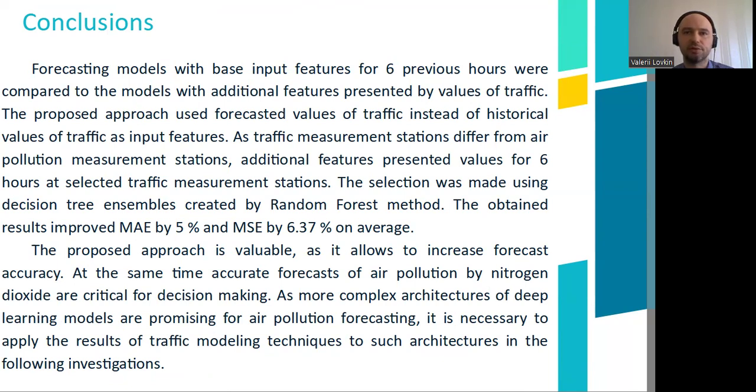The idea is to apply results of traffic modeling techniques as inputs to forecast level of air pollution by nitrogen dioxide. These additional inputs are forecasted values instead of historic values used in the known studies. The proposed approach is valuable as it allows to increase forecast accuracy. At the same time, accurate forecasts of air pollution by nitrogen dioxide are critical for decision making. As more complex architectures of deep learning models are promising for air pollution forecasting, it is necessary to apply the results of traffic modeling techniques to such architectures in the following investigations.